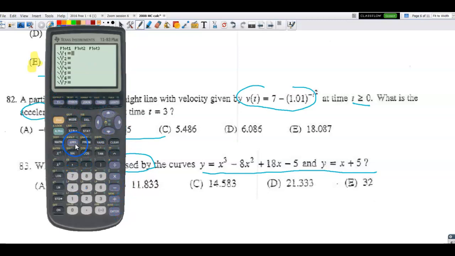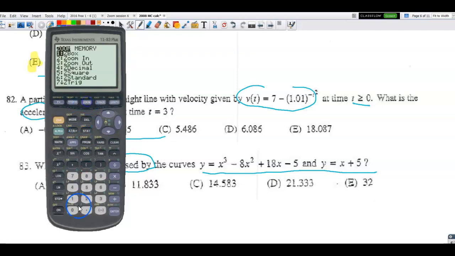All right, so we have x cubed minus 8x squared plus 18x minus 5. And then the second function is x plus 5. I'm going to do a Zoom 6 window to see what this looks like. I should be looking for a cubic and a line intersecting each other. And notice that I have a region of area here.